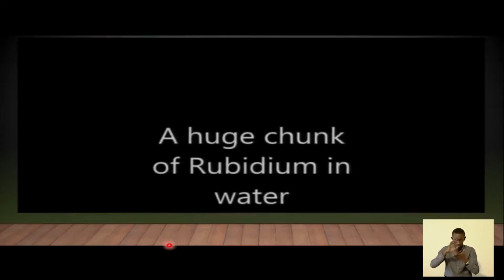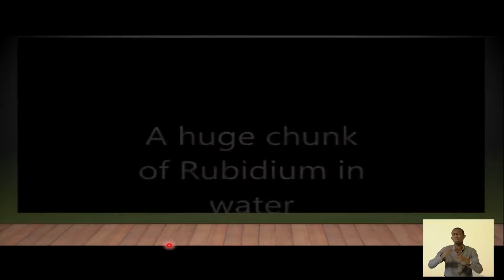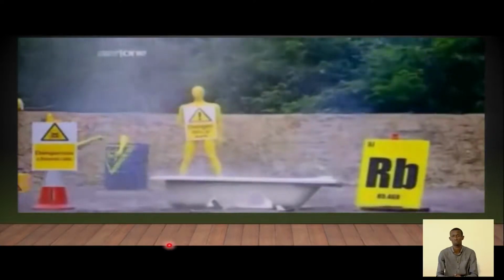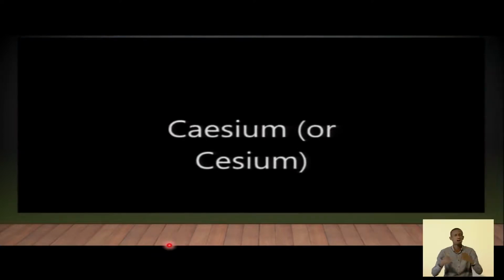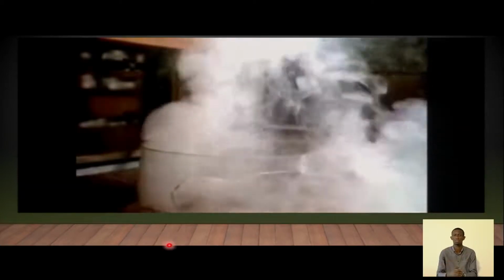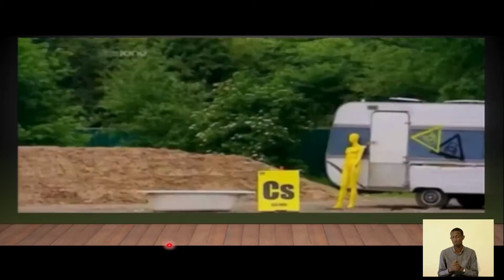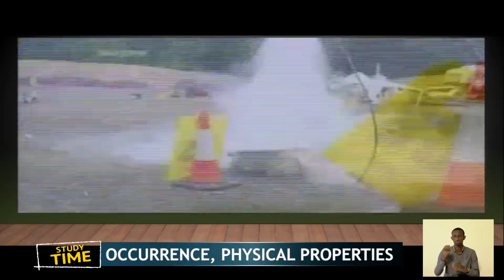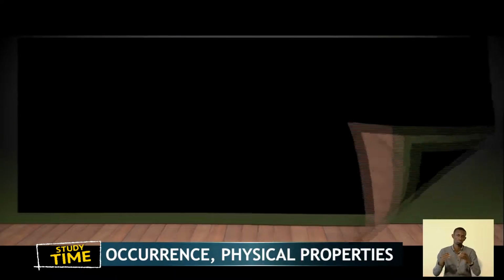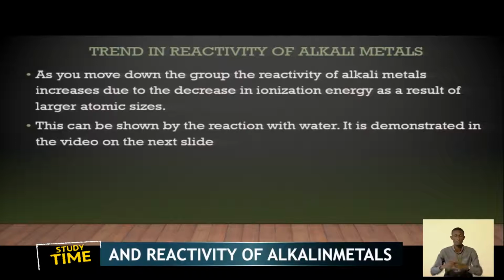Very explosive. So as we go down the group, the reaction is becoming more and more dangerous, more vigorous and more violent. You see, it can even break a bathtub very easily. Cesium, the beaker breaks. So you can see how it is very violent as we go down the group. So as we go down the group, the reaction becomes more and more violent. And there is a reason for this.